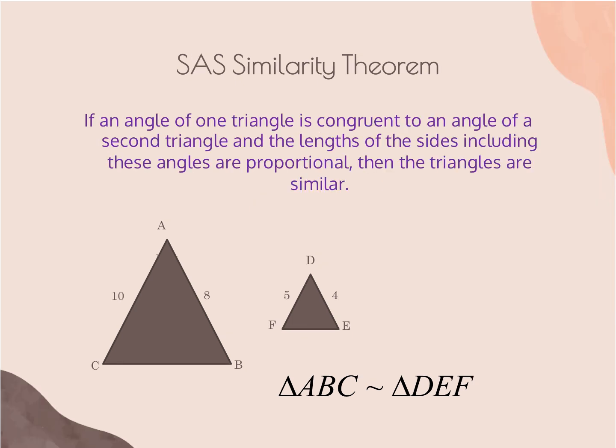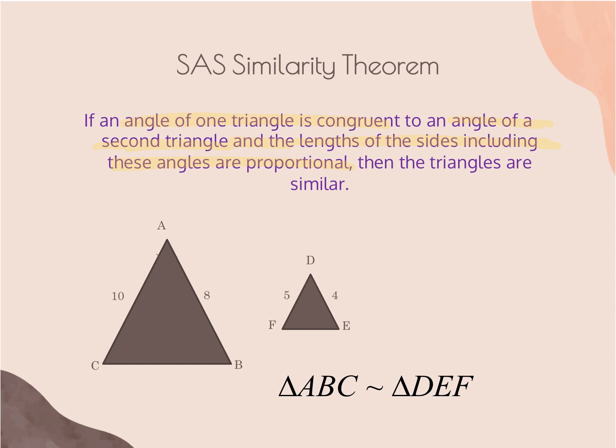All right. Side, angle, side similarity theorem. If an angle of one triangle is congruent to the angle of the second triangle, and super important that you have the word "and" there, the lengths of the sides including the angles are proportional. So we should know what including sides are. We did side, angle, side congruency theorem. Now we're doing similarity theorem. Then the triangles are similar.